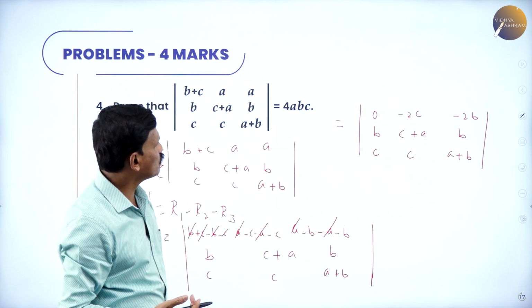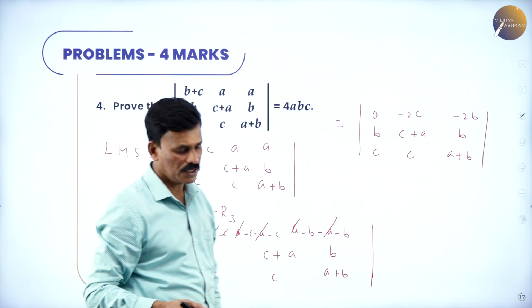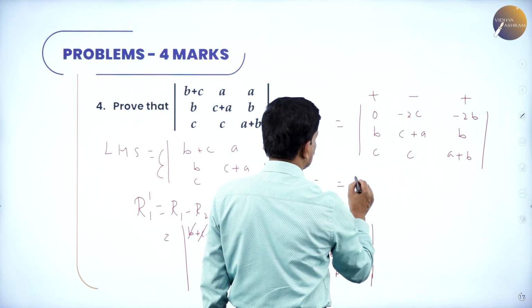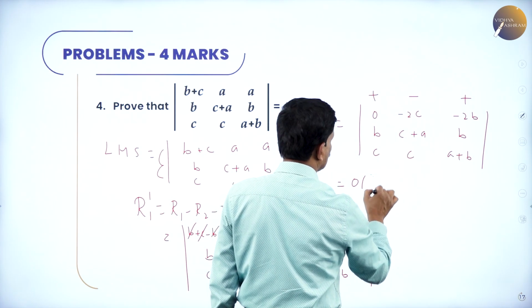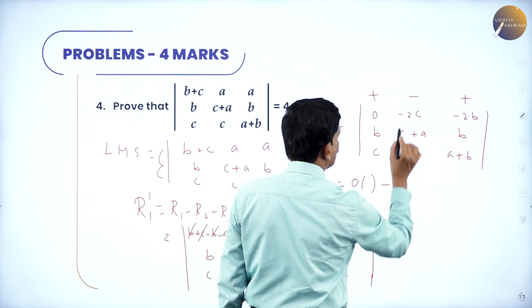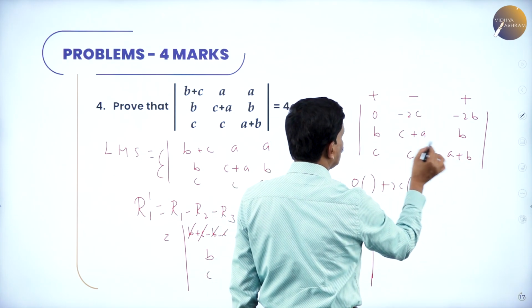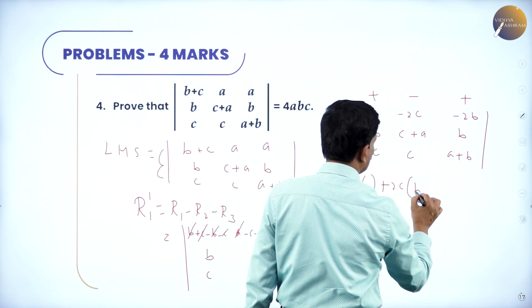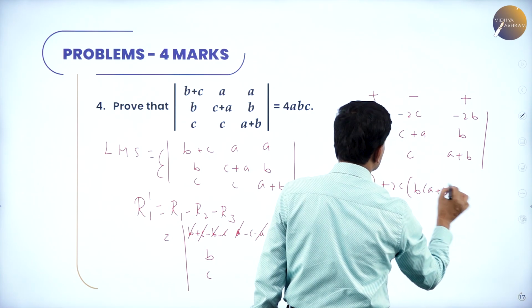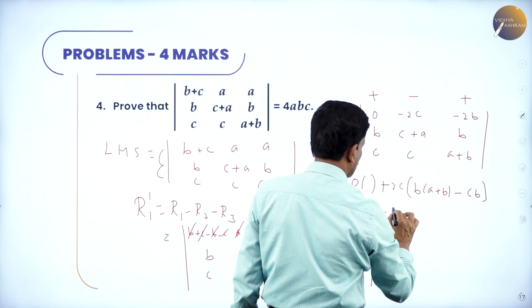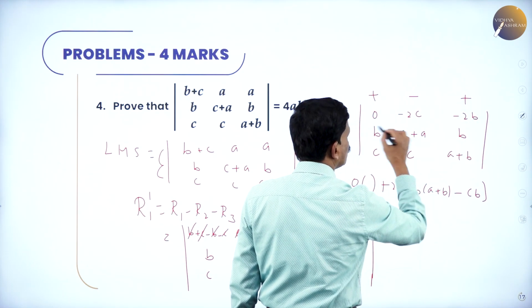Now let us apply the property and simplify. That's it. Okay. This is equal to plus, minus and plus. So 0 into any number is gone. Minus into plus it is minus into minus plus 2C into this row and column is deleted. Then B into A plus B, B into A plus B minus C into B. Next, plus into minus minus 2B into this row and column is deleted.